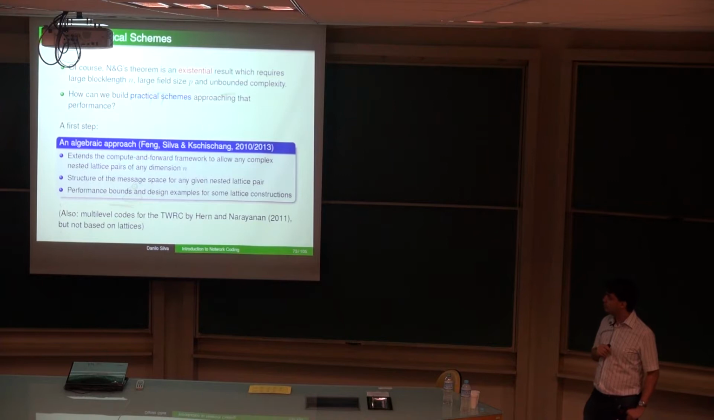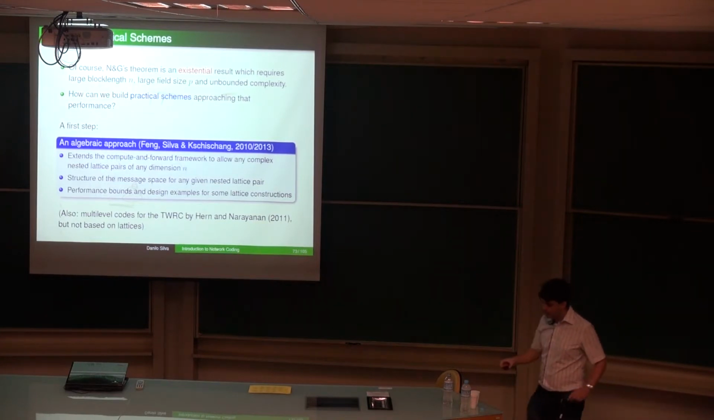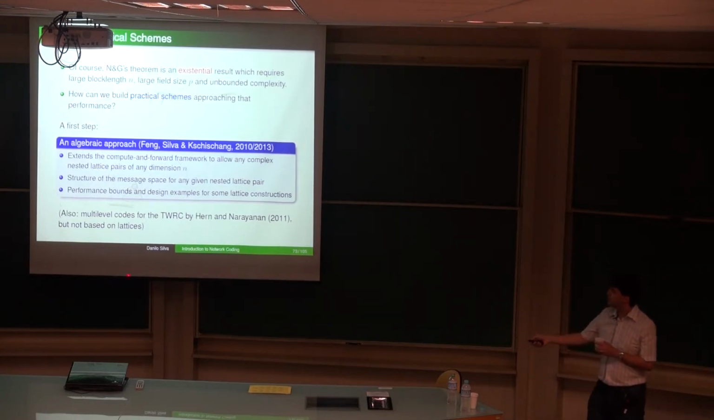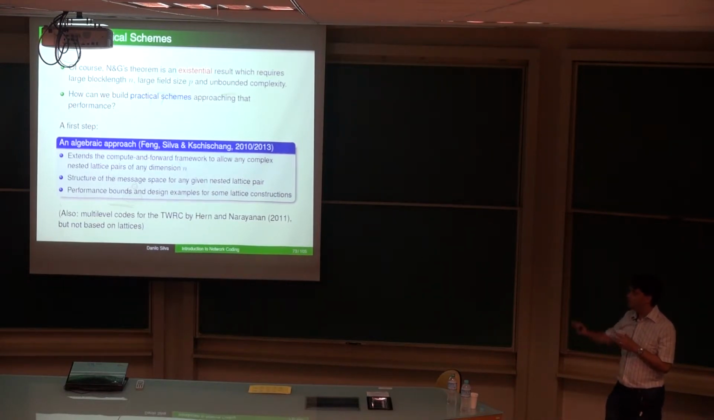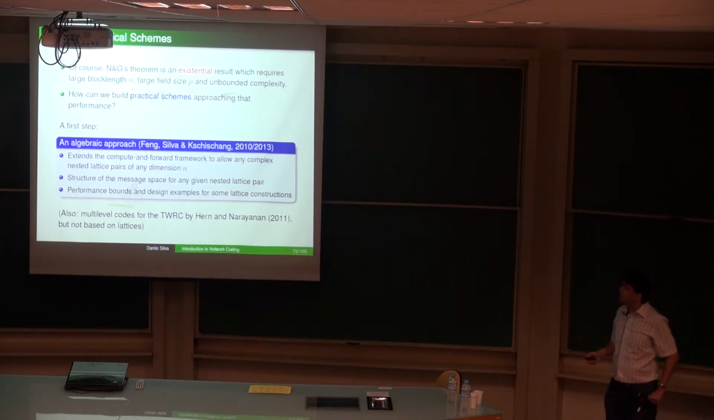We also showed how to find the structure of the message space given any nested lattice partition, which is useful if you actually want to know what will happen with your linear combinations and decode them later on. There was also some work by Heron and Ryan on making compute-and-forward practical using multi-level codes, but they didn't make this clear scheme on lattices. So for now, I'll explain this compute-and-forward framework using this algebraic approach.